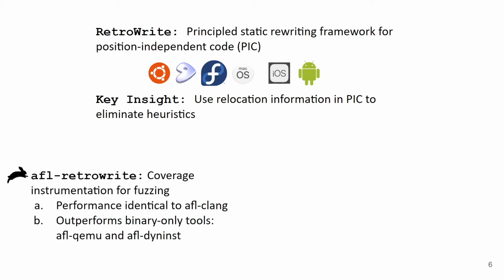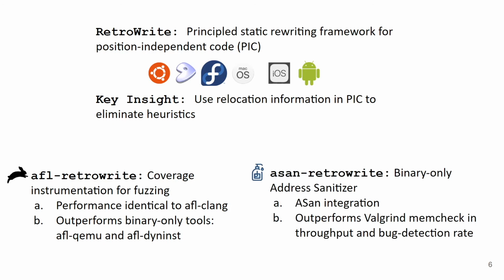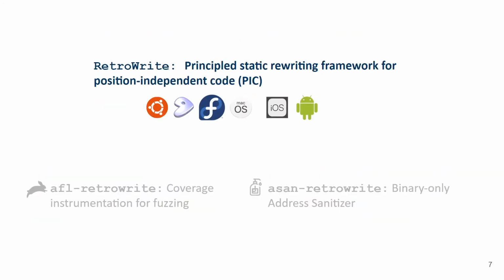Next, to aid in fuzzing, we developed afl-retrowrite as a more performant alternative to afl-QEMU for fuzzing binary-only applications. Lastly, to detect more bugs, we developed a binary-only address sanitizer, asan-retrowrite, which outperforms other binary-only alternatives such as Valgrind Memcheck in terms of both performance and bug detection rate. Next, we will dive into each of these three components individually and in more detail, starting with Retrowrite.